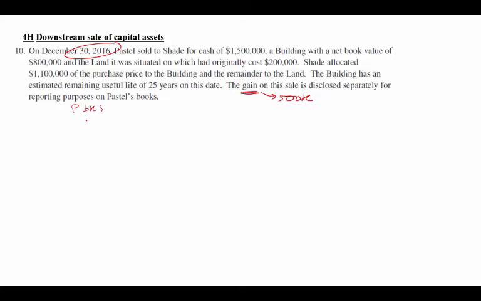On the books of Pastel, they would have received cash of $1.5 million. With that cash, we would have eliminated our building that was sitting on the books for $800,000 and our land sitting on the books for $200,000. So we would have had a gain on sale of $500,000, and that agrees with what we were expecting based on what's on the financial statements.